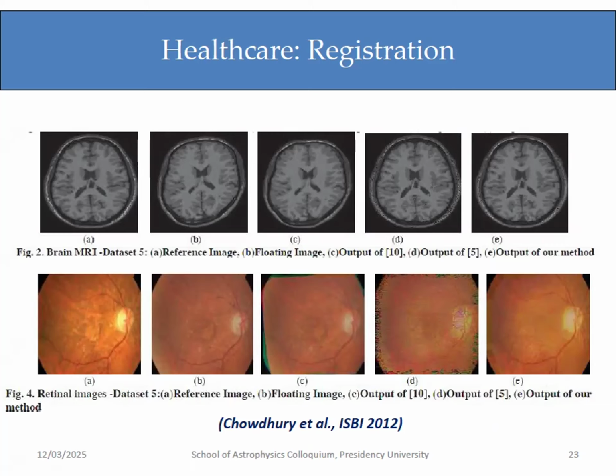So the difference is probably due to something that happened medically. That's why you have to first register. Even though the imaging conditions are different, that should not be a problem in making correct inference. So that's why registration could be very important.